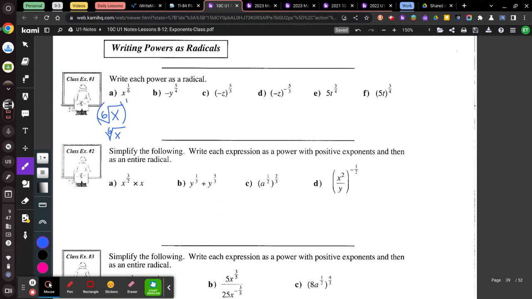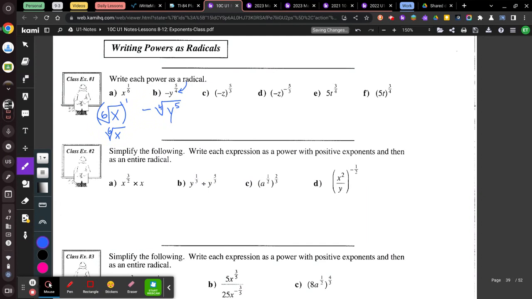The next one, it's got a negative. That negative, because it's a floater and not in brackets, your 4 is an even number. You're going to have an even number radical. So for an index with an even number, the negative stays outside. So we're going to have 4th root of y to the 5th power. And the negative stays out.